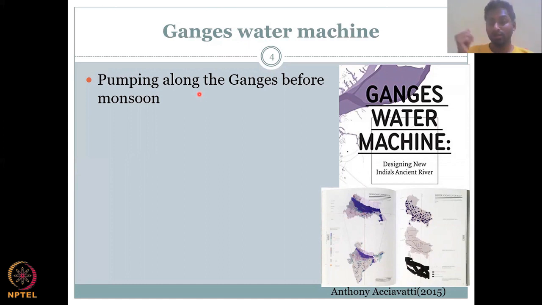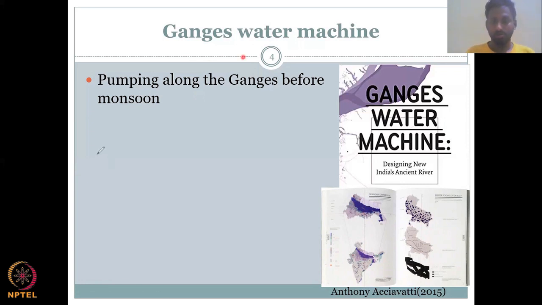If you take the water out before the monsoon, which is the time when you need more water for irrigation and agriculture, right? So if you take the water before the monsoon, then what happens is when a big flood of water comes in the Ganges during the monsoon, then there is space for the water to recharge, which can be taken out later, okay?